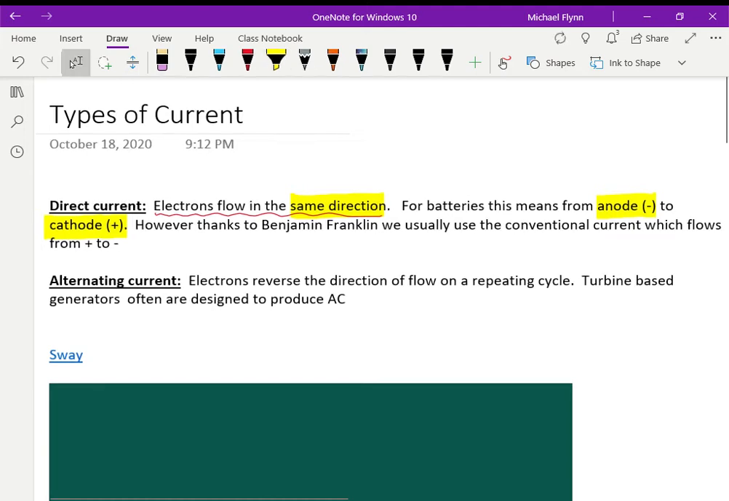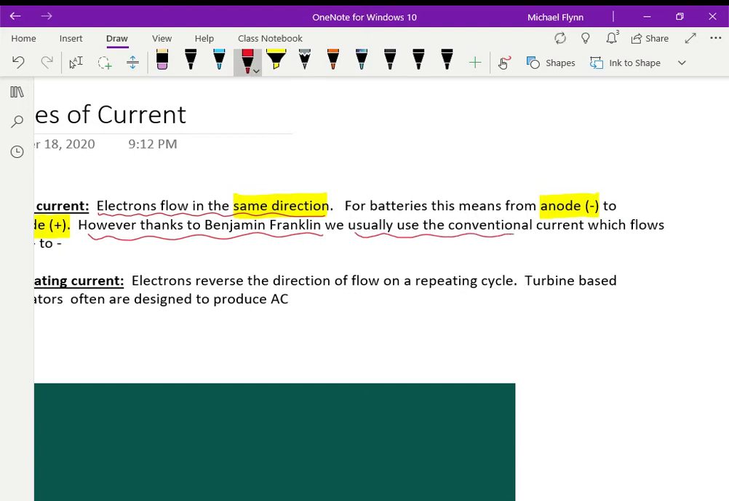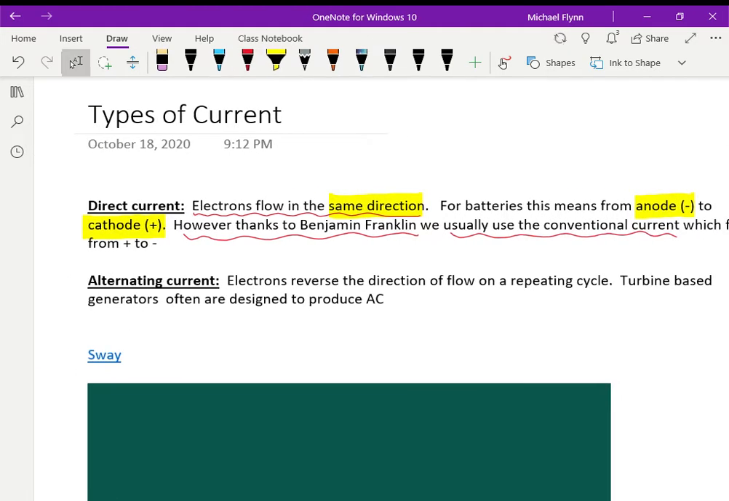Now, I do want to point out that thanks to Benjamin Franklin, we usually use conventional current, which has everything backwards, and it flows from positive to negative. Most textbooks are printed that way, not because anyone thinks it's really like that, but just because we are going with the convention of history. That's how Franklin labeled it, and so we all know it's the other way. But most textbooks still label it that way, I guess, in honor of him.